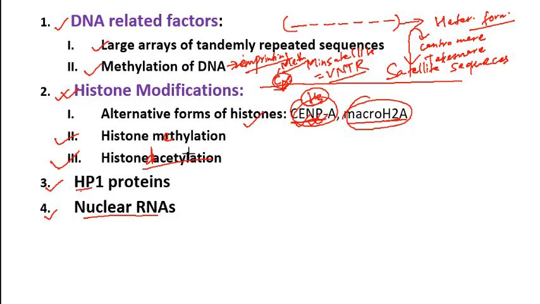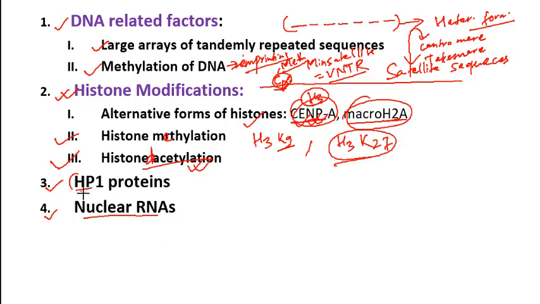Histone methylation is very famous, especially on histone 3, lysine 9, the ninth lysine in histone 3. When it is methylated, it will facilitate heterochromatin formation. And for Barr body formation, H3 lysine 27 trimethylation will promote heterochromatin formation. Now, histone deacetylation is also very famous. When the histone is deacetylated, it will lead to heterochromatin formation.